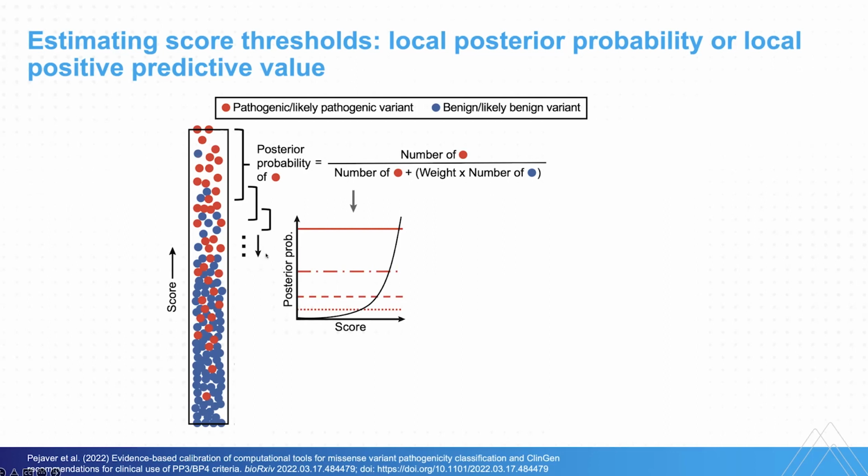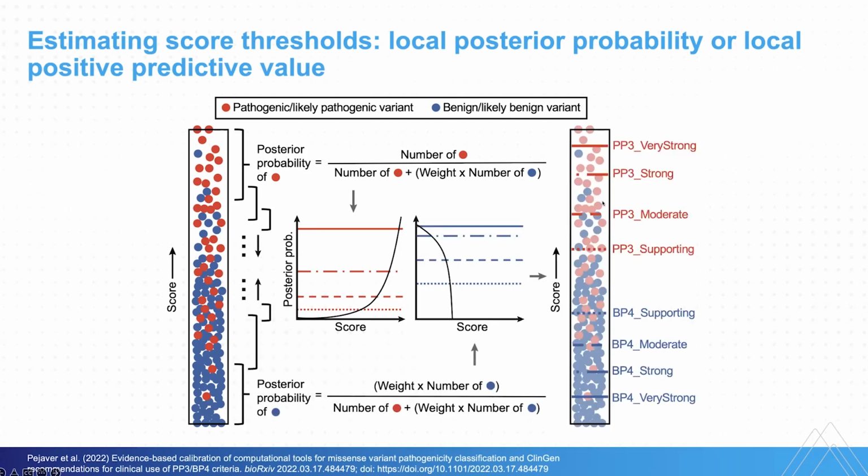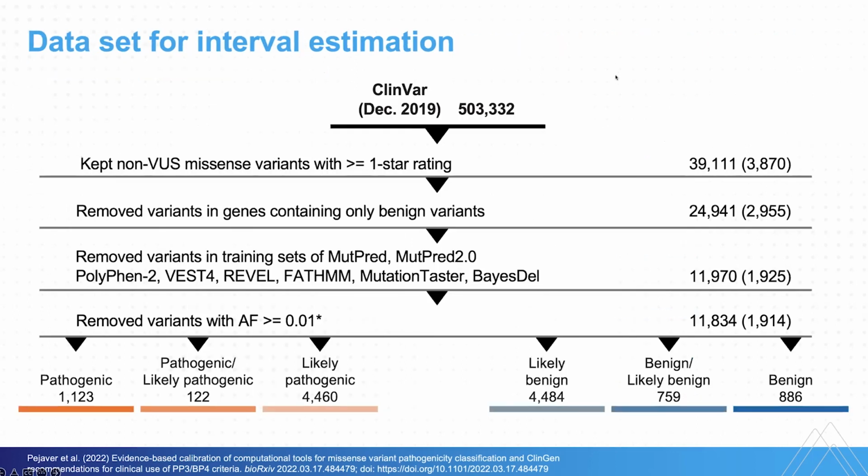From the previous table I showed you, we already know what the line for strong, very strong, moderate, and supporting should be. Whenever this curve intersects that particular line, we can claim that that's the score at which we would get very strong, strong, moderate, or supporting evidence. You can do the same for benign variants, and thus partition the space of scores into these 9 different intervals, and one would be able to assess how useful the tool is in the clinical context. So we did this empirically.